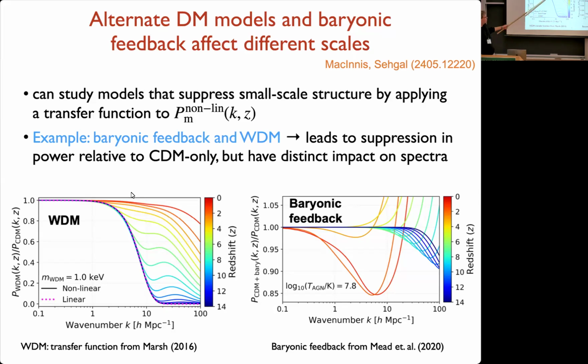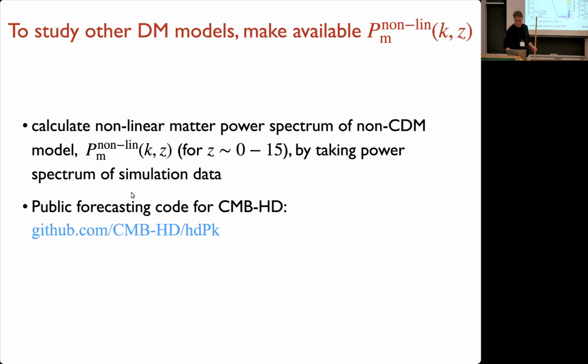And you see that warm dark matter also gives you a different transfer function. And again, it's color coded by redshift, but the point is also that it affects it differently on different scales. So the idea is that you can constrain, in this case, warm dark matter by just measuring out to these high scales that CMB-HD can probe. Now, this is just one example.